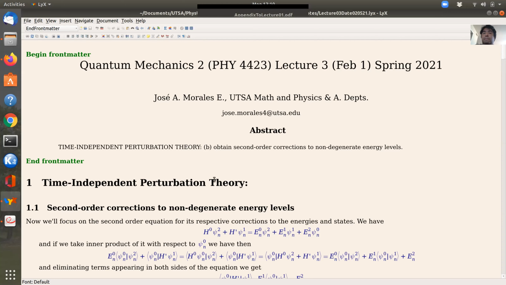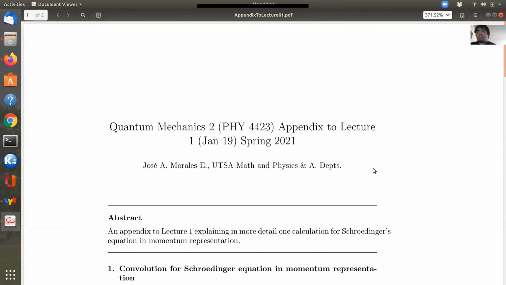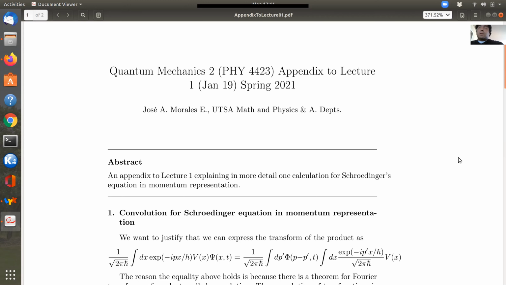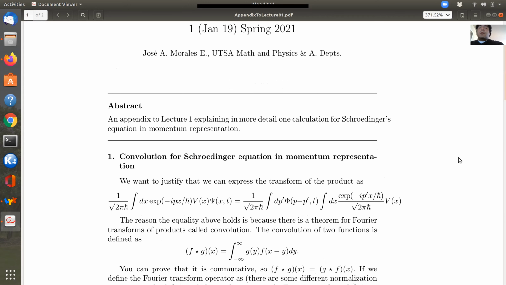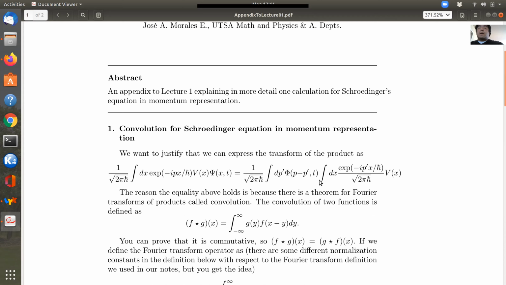And let's start. Okay, so first things first, the appendix. I wanted to explain in more detail one of the reasons for the last calculations in lecture one, which is related to the Schrodinger equation in the momentum representation. I simply want to explain or justify why this equality holds, which is that the Fourier transform of the product of B with psi is equal to this expression. And actually, this expression can be understood as something called convolution.